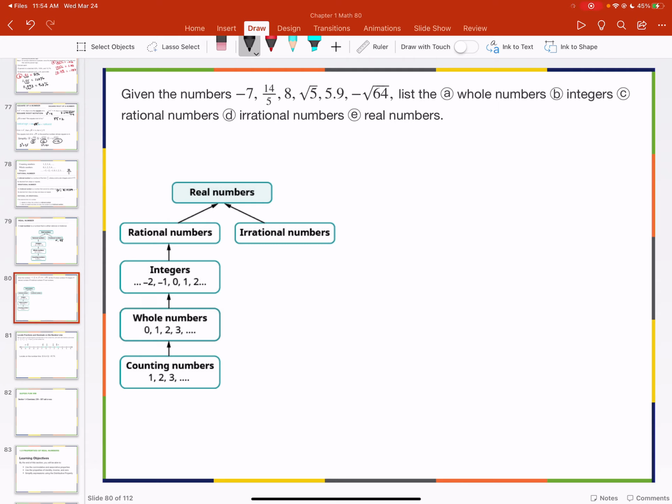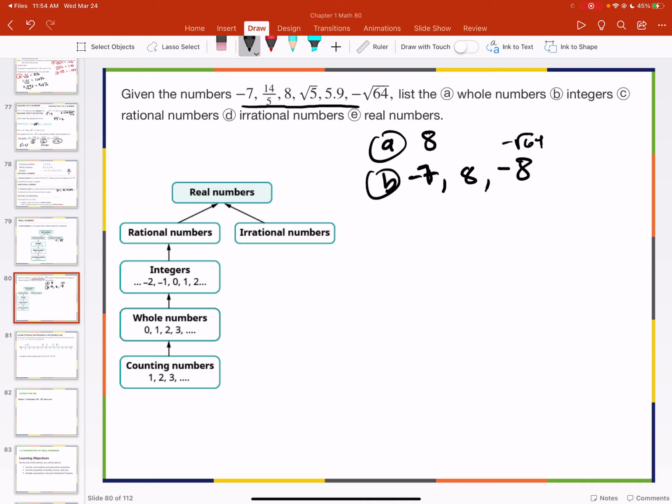Okay, so let's go ahead and classify some numbers here. We have these numbers: -7, 14 over 5, 8, square root of 5, 5.9, -64, and square root of 64. A, the whole numbers, are those that are positive, so the only thing here would be 8. B, the integers would be -7, 8, and the square root of 64 is 8, so that would be 8, and also negative square root of 64, which is -8.